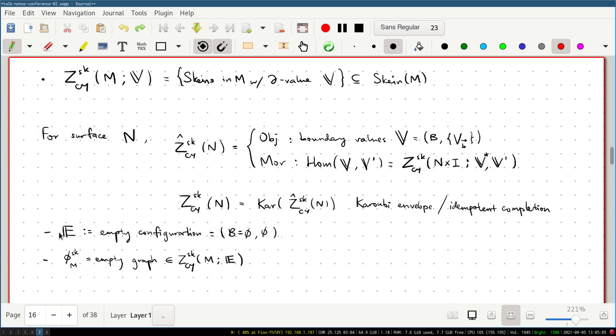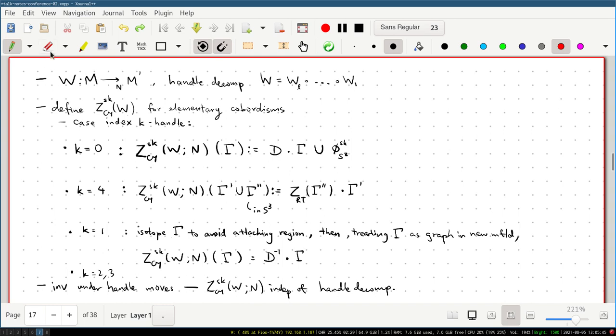So in each surface there's a natural object, the empty configuration where there are no marked points. This is equivalent to any object where all the labels are unit objects; these are isomorphic. And if we put the empty configuration on the boundary, there's a natural skein given by the empty graph. Or you could say that the empty graph has boundary value the empty configuration.